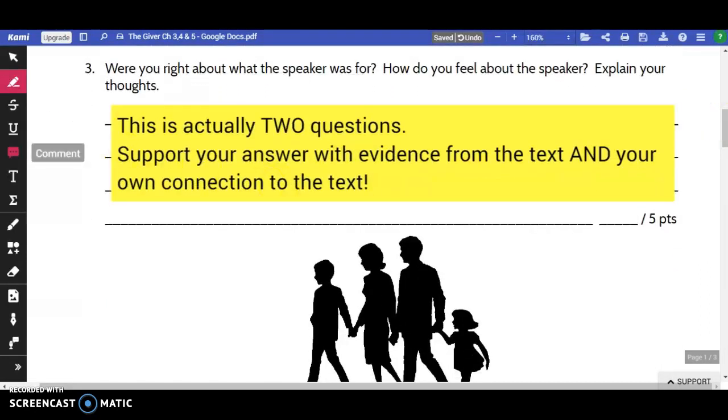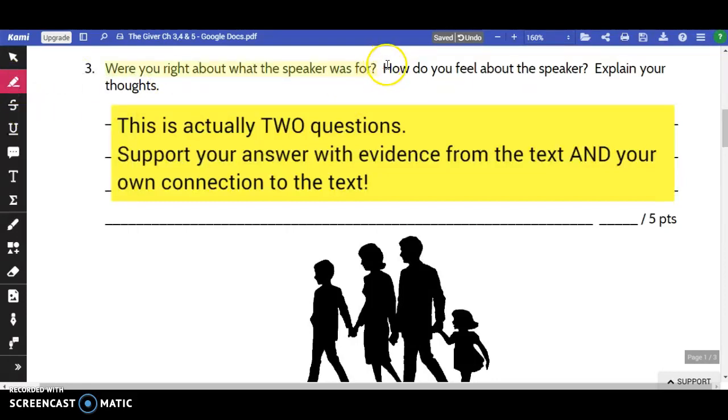For question 3, it says, were you right about what the speaker was for? How do you feel about the speaker? Explain your thoughts. So notice this is actually 2 questions. The first question is, were you right about what the speaker was for? So you need to answer that part first.